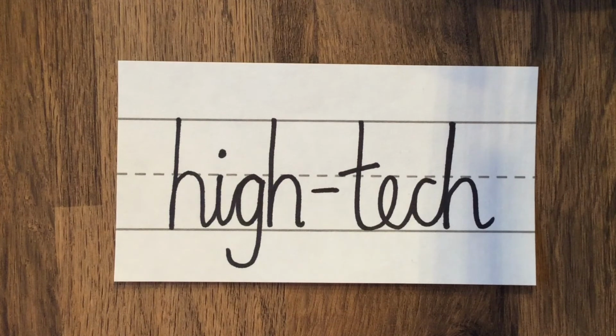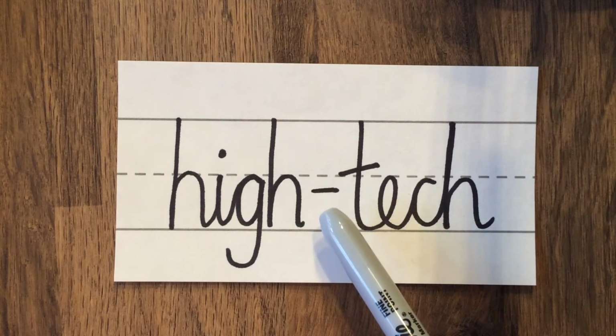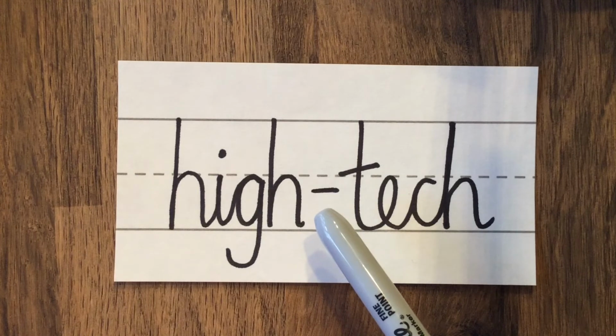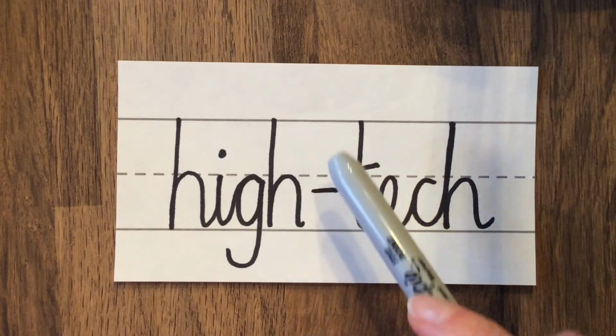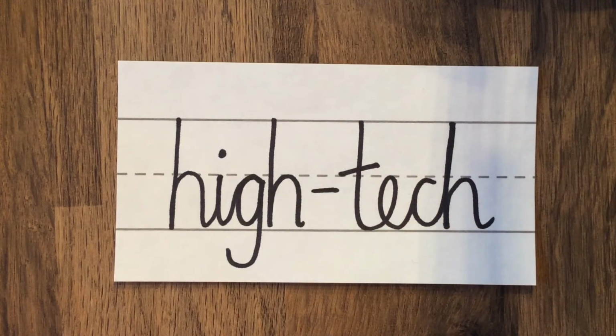Don't forget that when you write a hyphen, it should be shorter than a dash like this, in between two words, without a space either side, slightly different to a dash. So there's an example for you. High-tech.